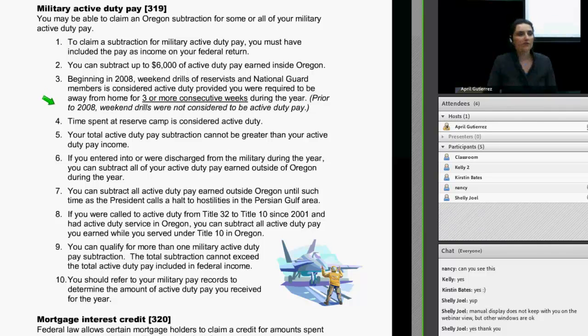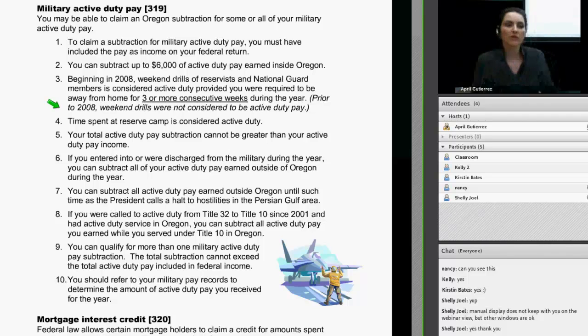Beginning in 2008, a new rule was created, and it says that weekend drills of reservists and National Guard members is considered active duty provided you were required to be away from home for 3 or more consecutive weeks during the year. Prior to 2008, weekend drills were not considered to be active duty pay.